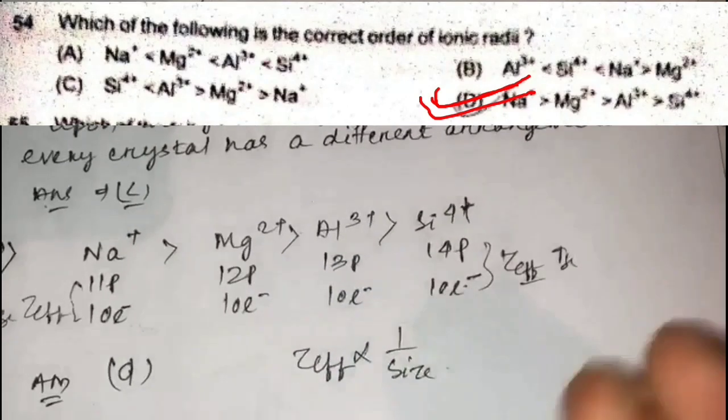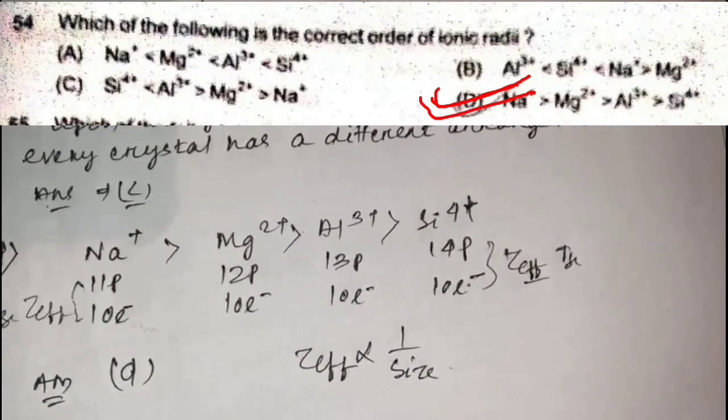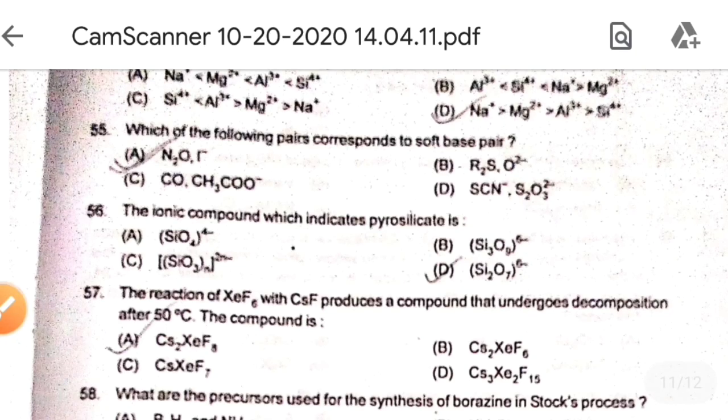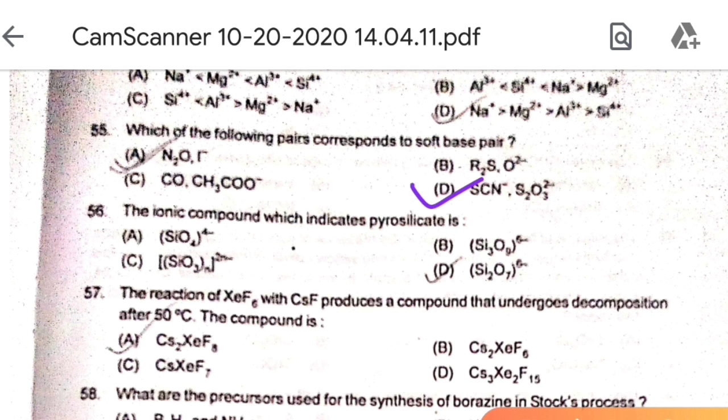So the correct answer for this question is D. So the next question, number 55: which of the following pairs corresponds to soft base pair? Okay, so the soft base pair, the correct answer will be D. This is from your book, that is examples from your book, direct question.